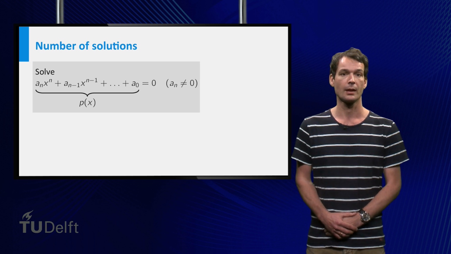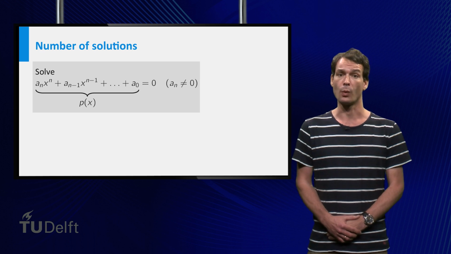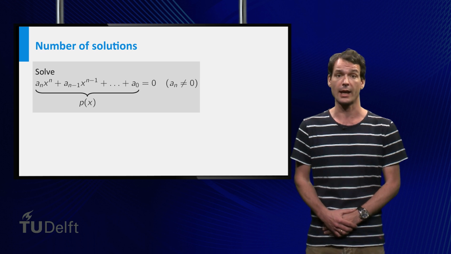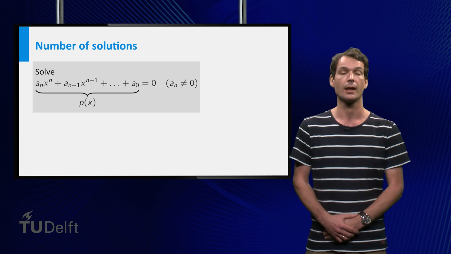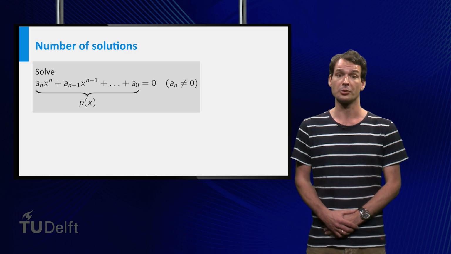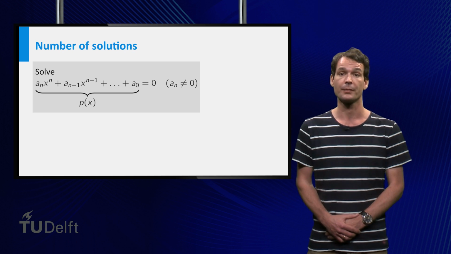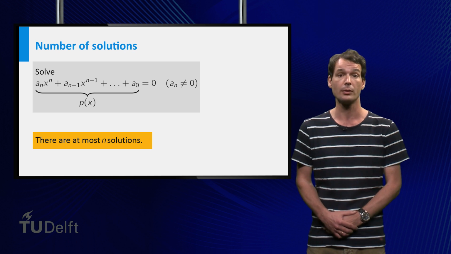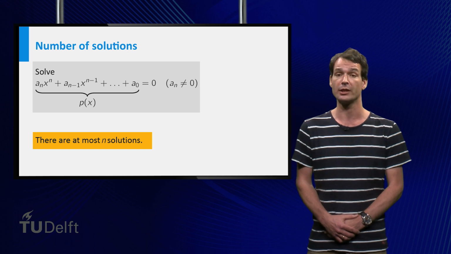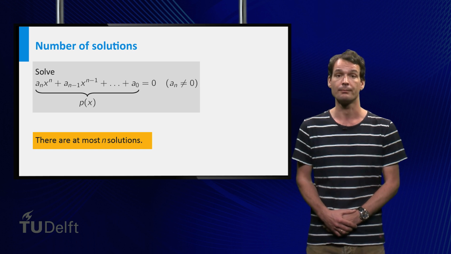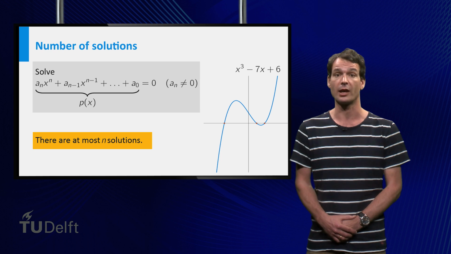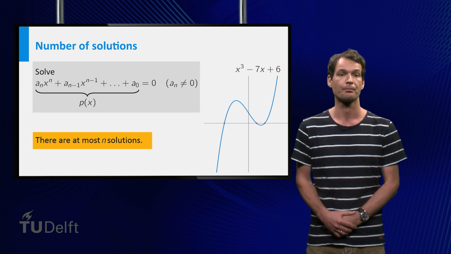In the video on polynomials in week 1 you have seen that the graph of a polynomial of degree n intersects any line in at most n points. So the graph of p intersects the horizontal axis in at most n points. This means that the number of solutions of p of x equals 0 is less than or equal to the degree of p. For example, in the picture you can see that the equation x cubed minus 7x plus 6 equals 0 has exactly 3 solutions.